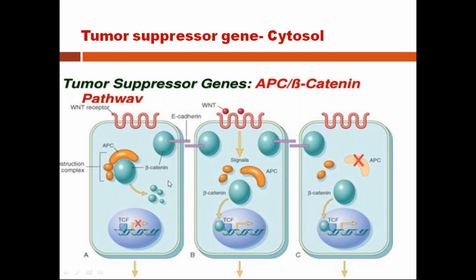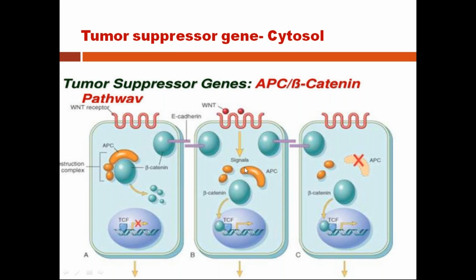Once the beta-catenin is degraded, what happens? There is no activation of transcription factor. So when the growth factor attaches to the growth factor receptor, it goes by the same name. So WNT is a growth factor, it attaches to the WNT receptor. So when there is activation of the receptor, it sends signals into the cytoplasm.